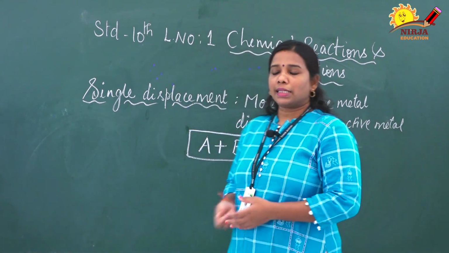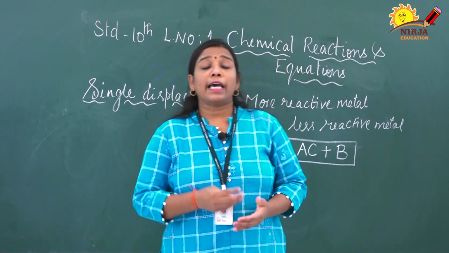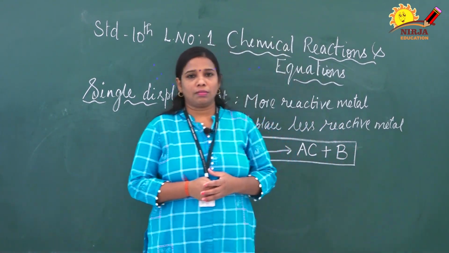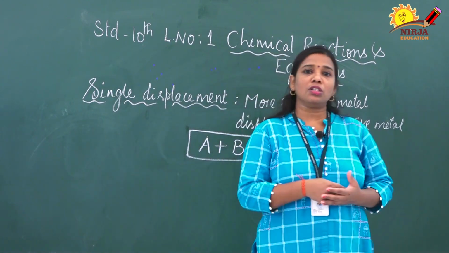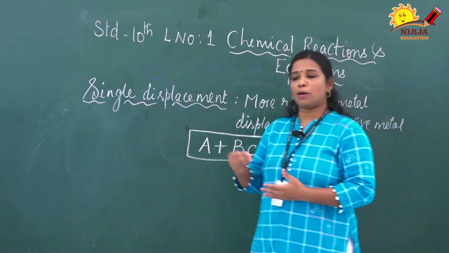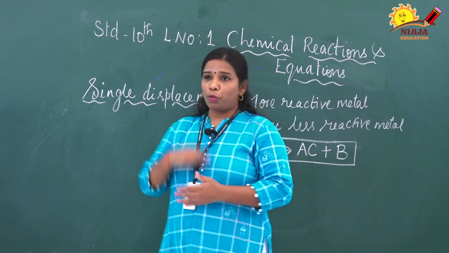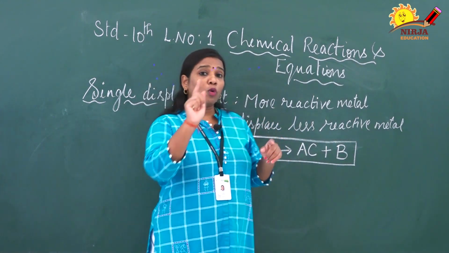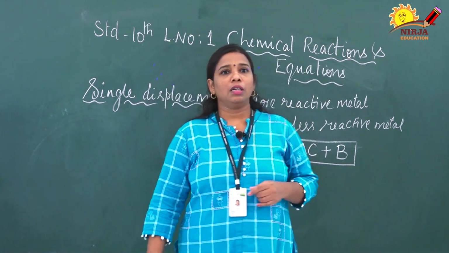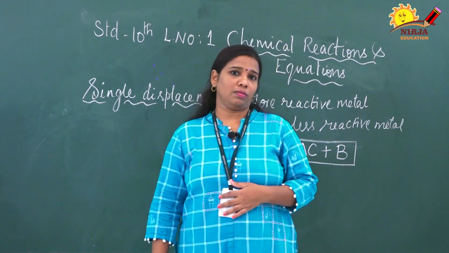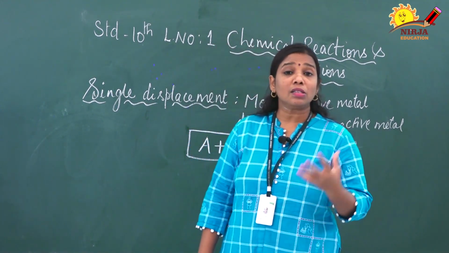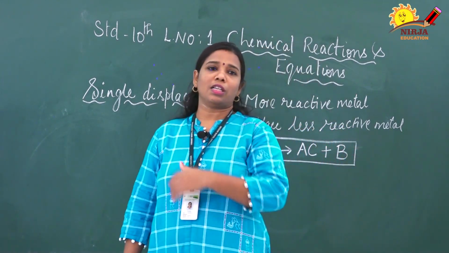In the previous classes, we discussed types of chemical reactions. In that we discussed two types: one is the combination reaction, another one is the decomposition reaction. Before starting the third type, I am going to ask one question. What is meant by a photochemical reaction? What chemicals are involved in the photochemical reaction?